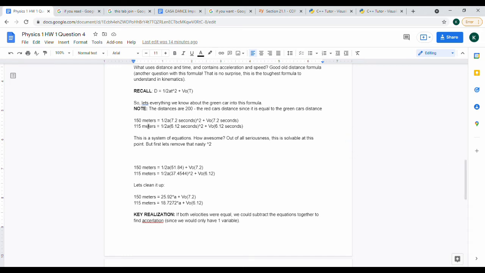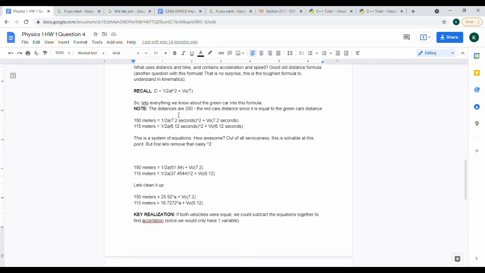We know when the green car moves 150 meters, or 200 minus the red car's distance. This is how much it moves, its displacement, so this is always positive. You could put a negative sign if you wanted to, that's perfectly fine. I just put the negative sign at the end after I do all my work, but probably putting the negative here would be smarter, doesn't matter.